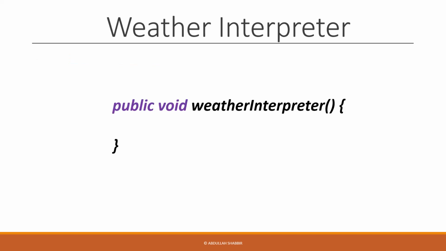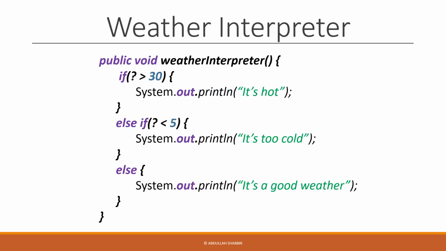So let's start with creating a function, and we'll start with public void weatherInterpreter. Now based on the scenario, we can use if, else if, and else conditions. So here you can see that we have an if condition which says question mark greater than 30, and if this is true, we will print out it's hot. In our else if condition, we are saying question mark less than 5, and if this condition is true, we will print out it's too cold.